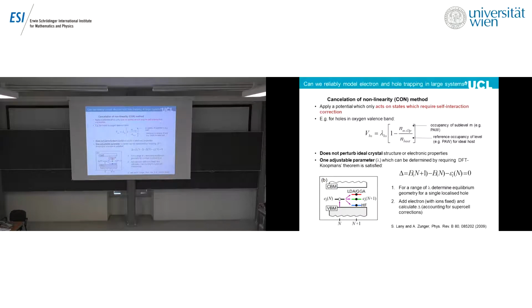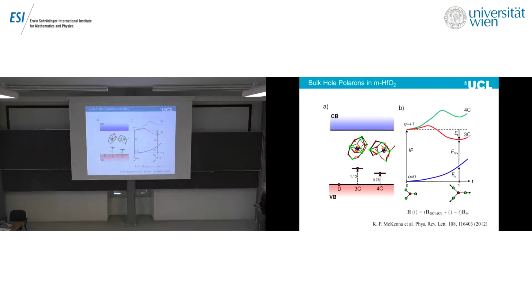We used this technique together with Stefan and Alex Zunger to look at the same polarons. In this case, we fitted the parameter lambda in order to represent one-center hole localization in monoclinic hafnia and looked at how this may happen. This functional was a GGA functional, but it was eliminating self-interaction using the cancellation of nonlinearity method, which Stefan talked about. As a result, we again have hole trapping, which we thought may be better described using this type of functional.